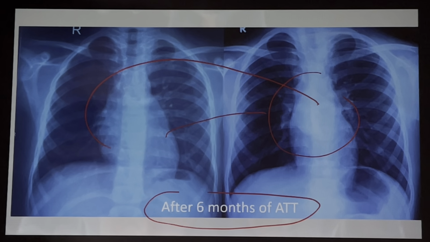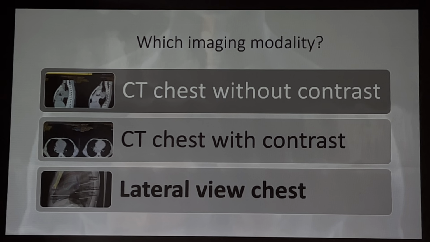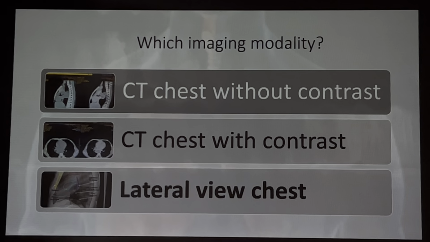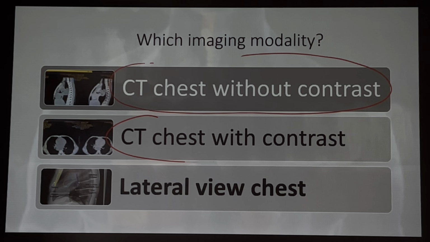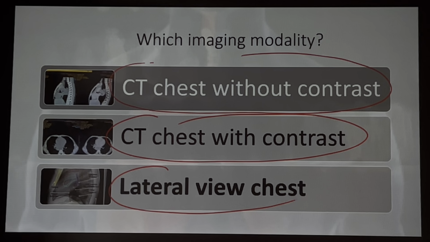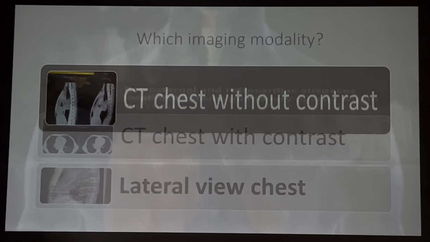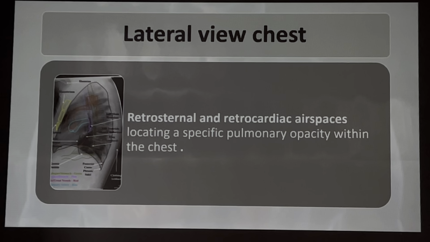Now this mass has actually cleared. So the question here, in this type of patient, if a patient comes to you, what should be the imaging modality, where the parenchyma looks absolutely fine? Is it a CT chest without contrast, CT chest with contrast, or lateral view chest X-ray? So these are the three modalities in front of us.